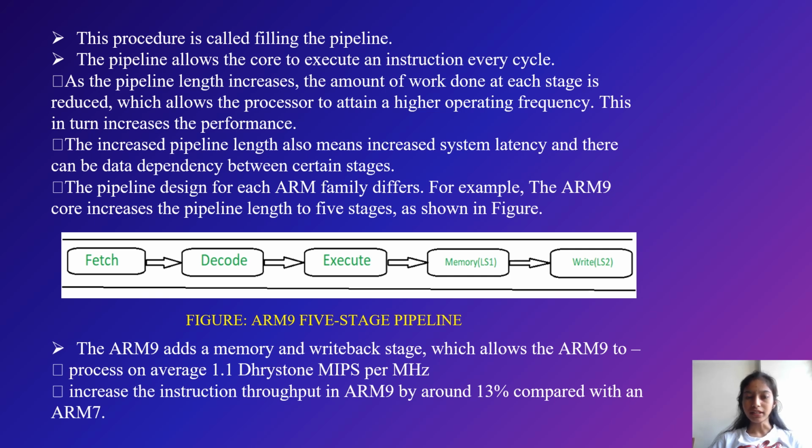The ARM9 adds a memory and write back stage, which allows the ARM9 to process an average of 1.1 Dhrystone MIPS per megahertz, and increases the instruction throughput in ARM9 by around 13% compared with an ARM7.